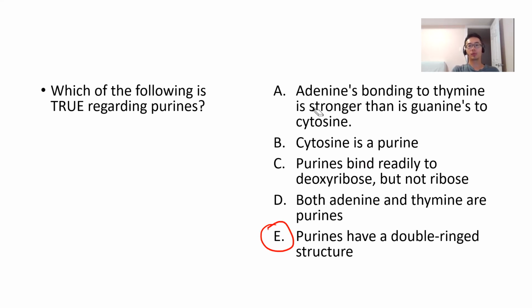So let's see what's wrong with the other ones. Adenine bonding to thymine is stronger than guanine to cytosine. I did not mention this in the tutorial just now, but I think I did in the lecture. A and T, there are 2 bonds holding it, 2 hydrogen bonds, whereas C and G, there are 3 hydrogen bonds holding it. So this is stronger than AT. And this is important for something we will learn about later on.